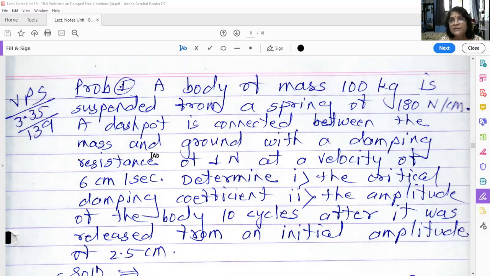Okay. Now see, such a big sentence. A dashpot is connected between the mass and the ground with a damping resistance of 1 Newton at a velocity of 6 centimeter per second. The meaning of the full sentence is that, see the unit. 1 Newton resistance, that is force, per unit velocity, that is 6 centimeter per second.